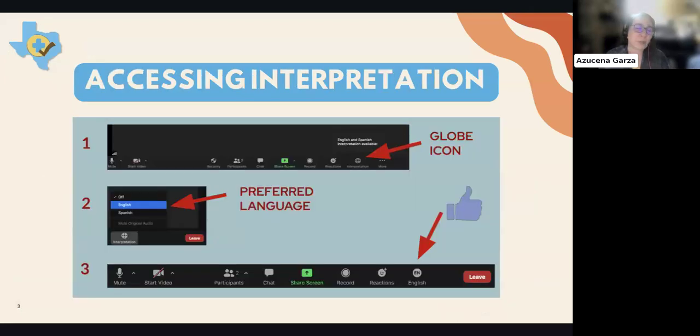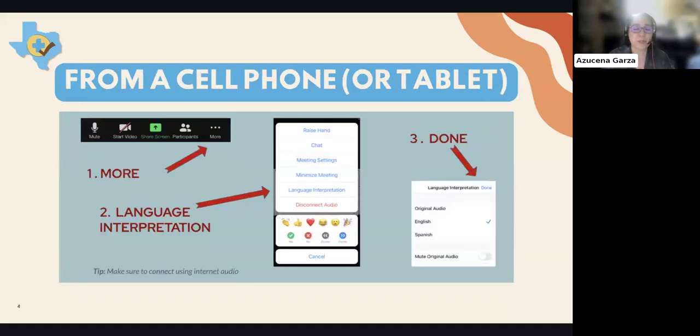If you're joining us from your computer, please look at the bottom of your Zoom screen. You're going to see a globe that says interpretation. If you click on it, you'll be able to make your language selection. Next slide, please. If you are joining us from a cell phone or a tablet, please look for the three dots that say more. When you click on them, you'll see a menu that includes the language interpretation option. From there, you can make a selection of your language. Just make sure you click done after you do make your selection.